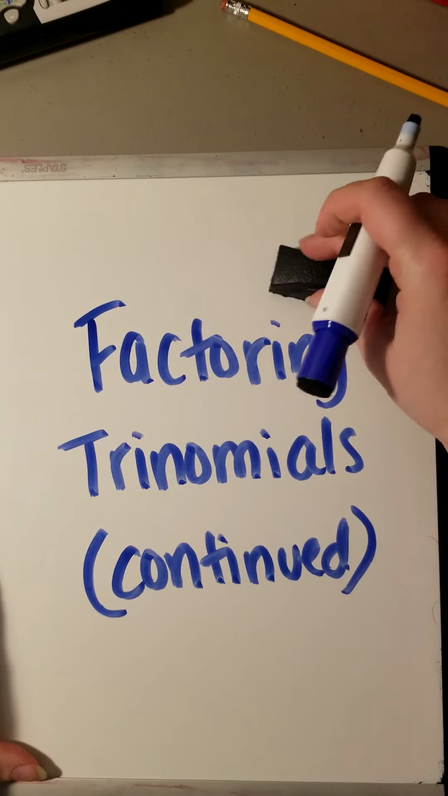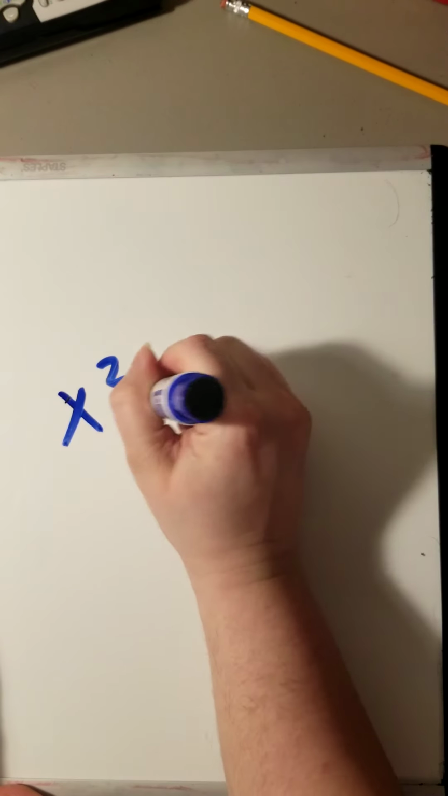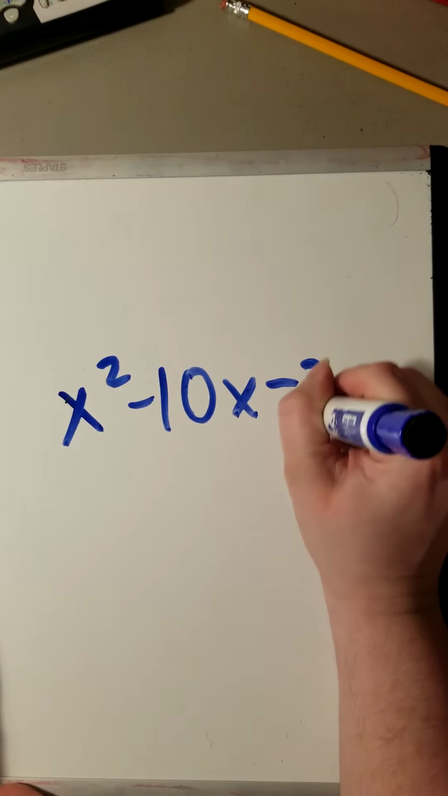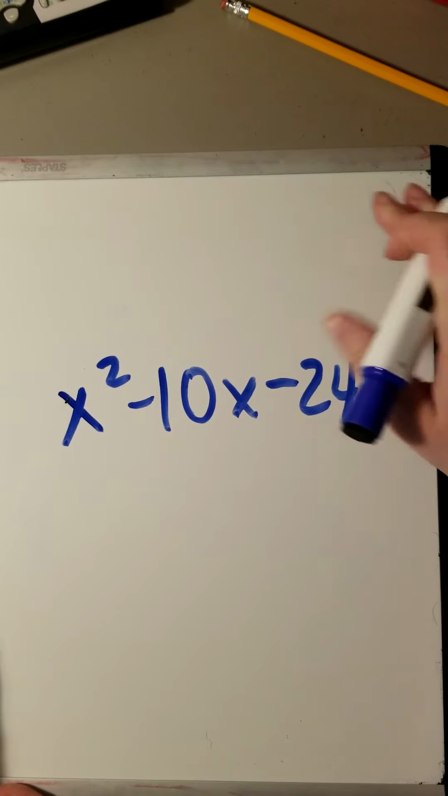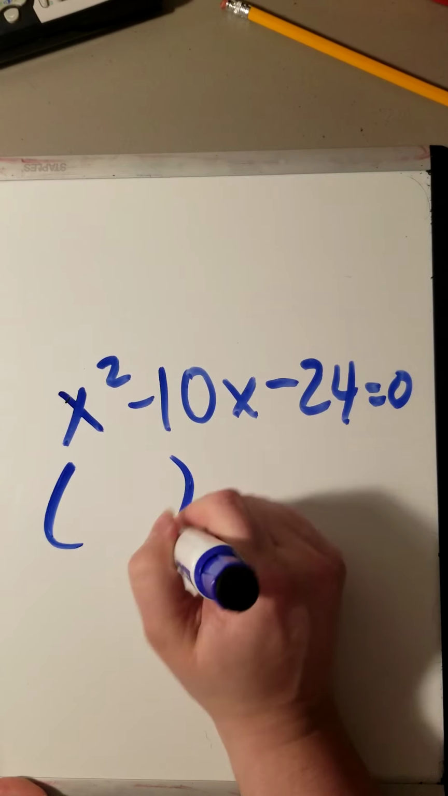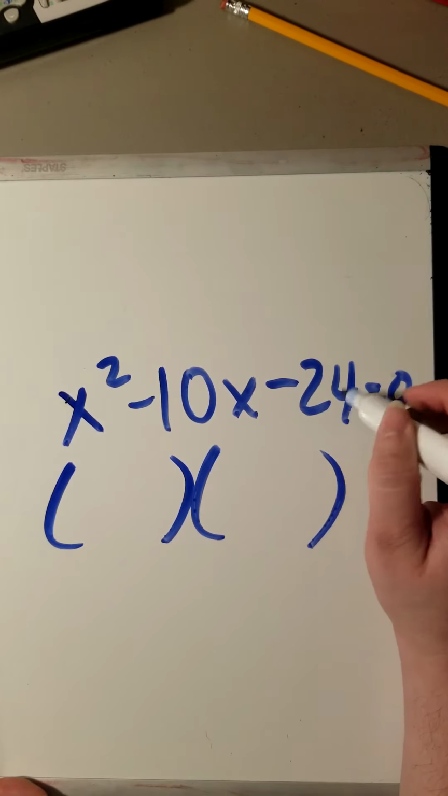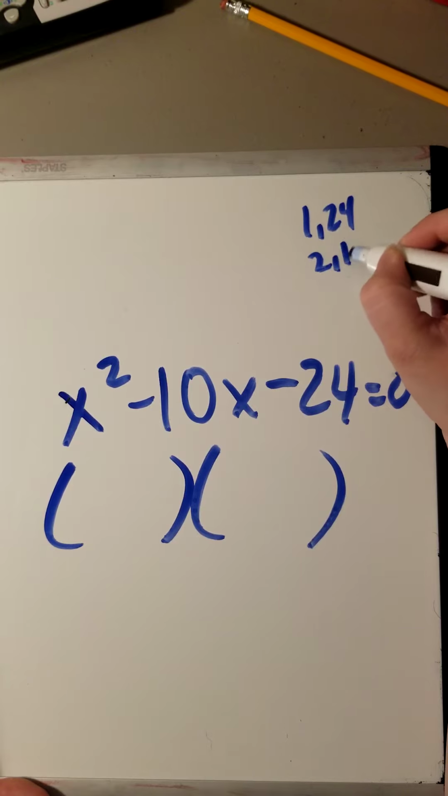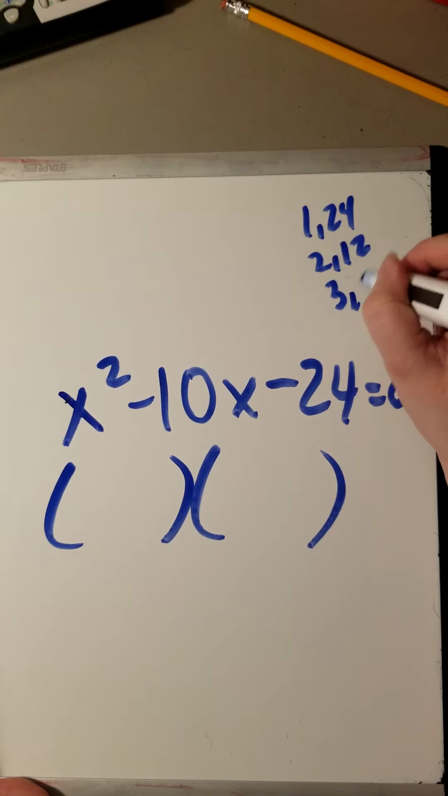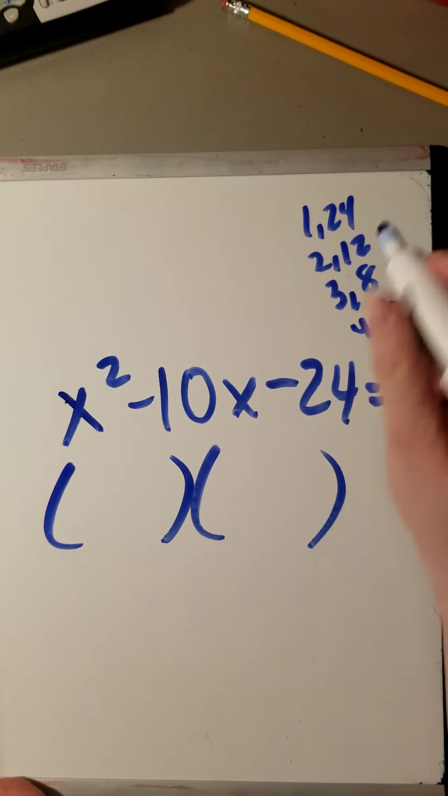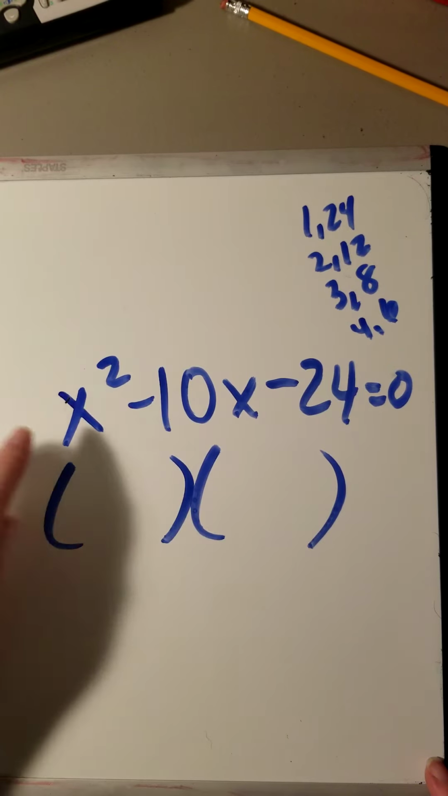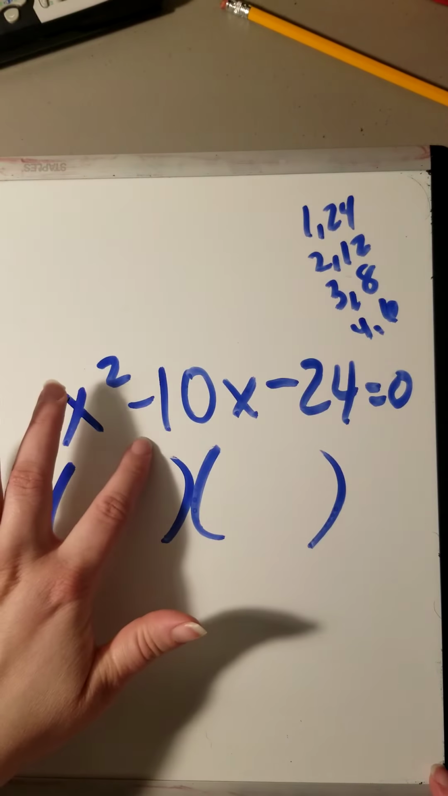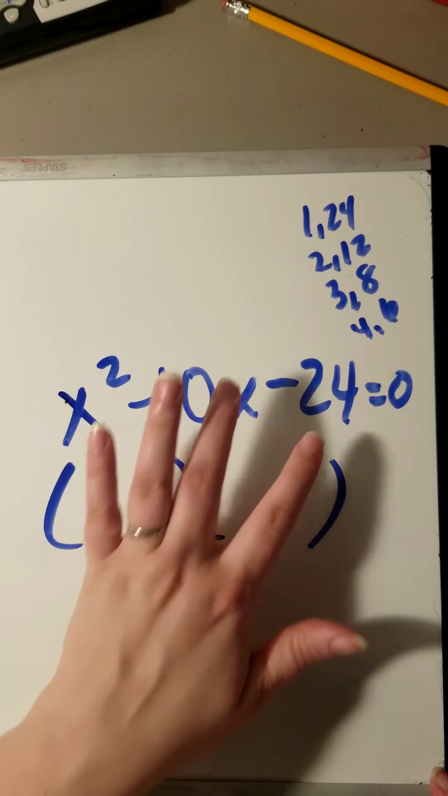Now previously when we've looked at trinomials, we've looked at things like this one, where we decided that we could split this up by looking at 24 and thinking about those pairs, 1 and 24, 2 and 12, 3 and 8, 4 and 6, and deciding which one of those things would add to this middle term but multiply to this end term.